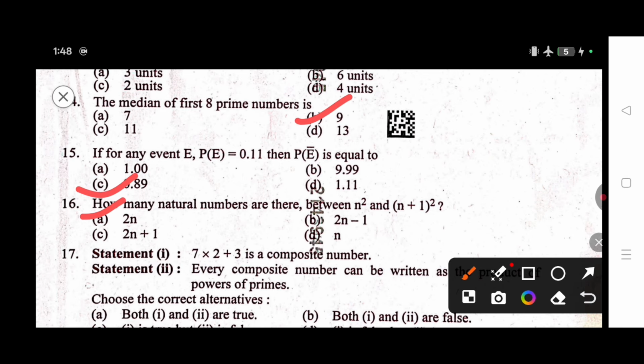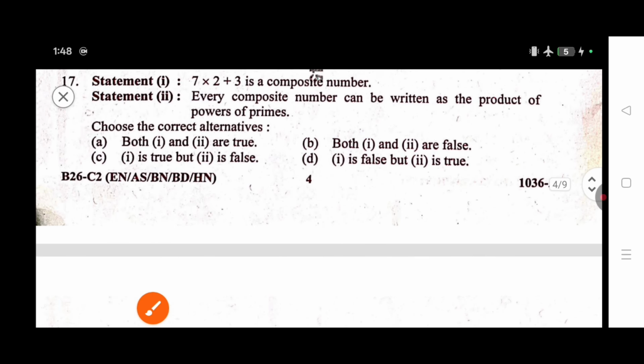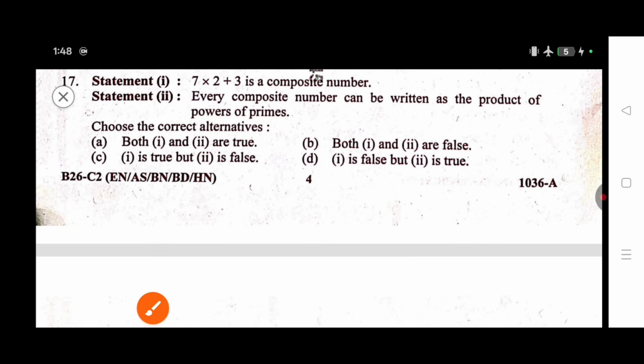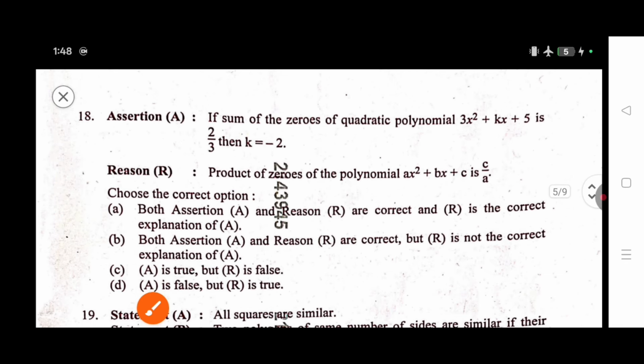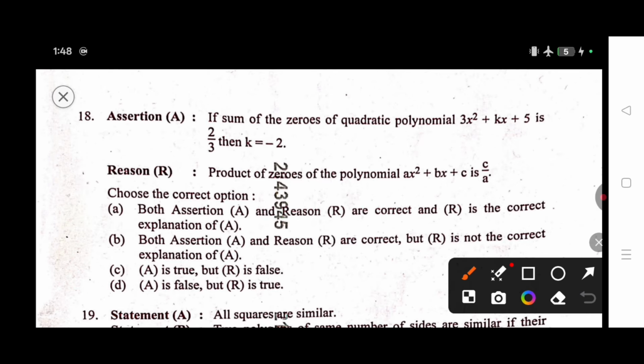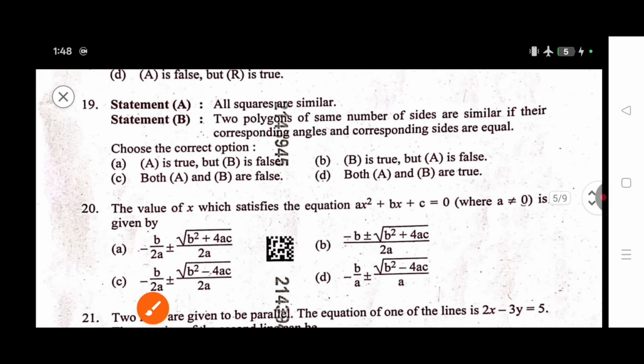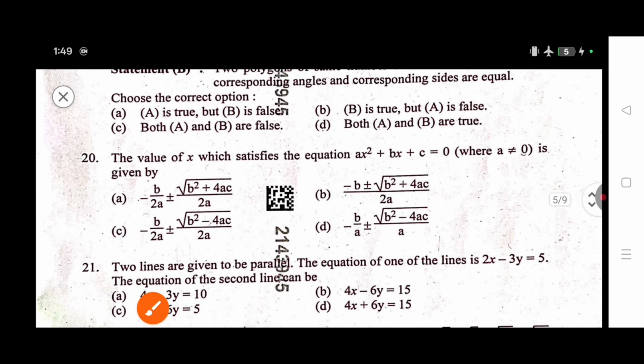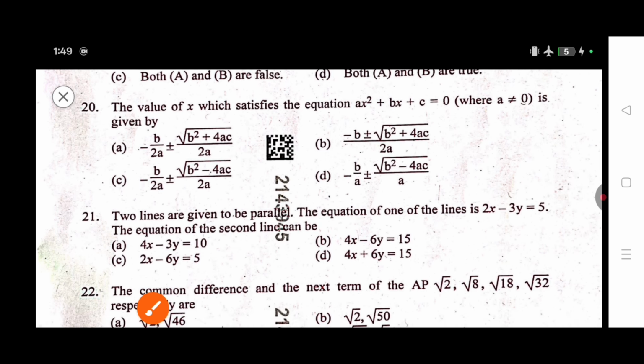0.89. And 16, option A is the correct answer. 17, option B (both 1 and 2) is the correct answer. 18, option B is the correct answer. Okay, and question number 19, option D is the correct answer, both A and B are true. And question number 20, option B is the correct answer.